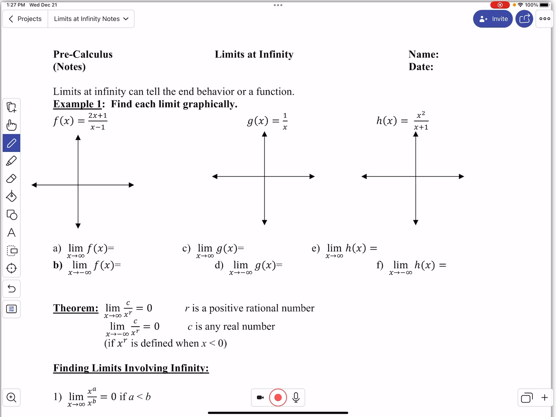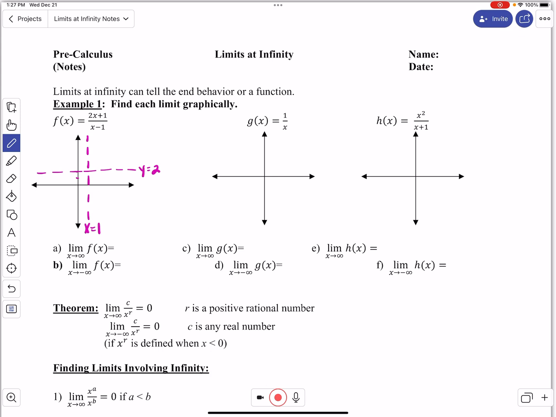when we have a certain graph. So our first graph, f of x, if we sketch our graphs here, we have (2x + 1) over (x minus 1). Now we have some asymptotes, and on this one we have a vertical asymptote at x equals 1. And we have a horizontal asymptote here at y equals 2.